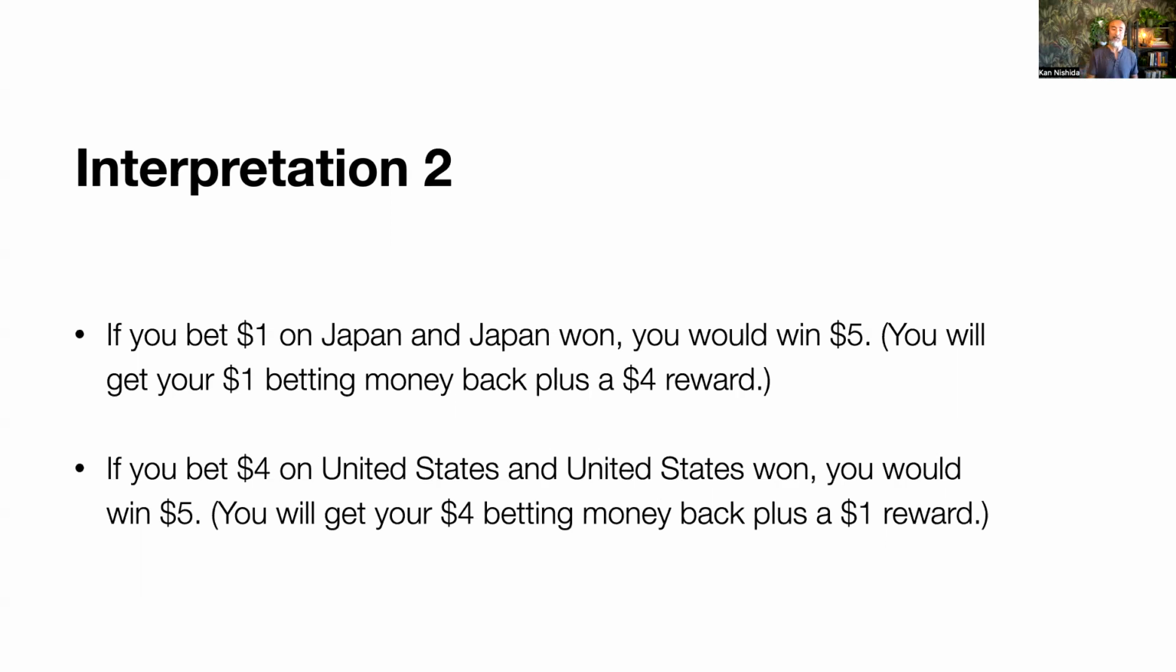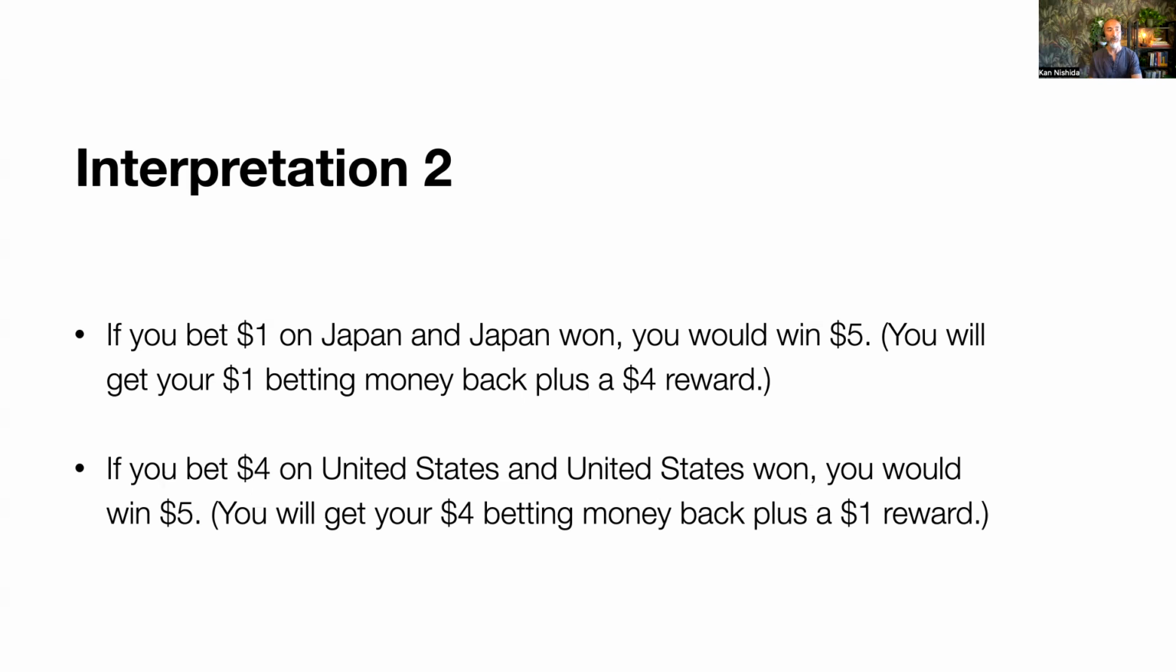And at the same time, if you bet $4 on the United States and the United States won, you'd win $5. You will get your initial $4 back plus the $1 reward. So there's a difference, right? If you bet on Japan, you get more money. If you bet on the United States, you get just a little money. That's because we already know that there's an 80% chance the US will win, and we are betting on that. That's why there's that difference.